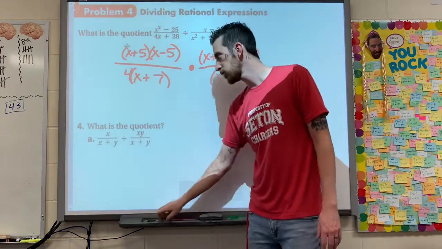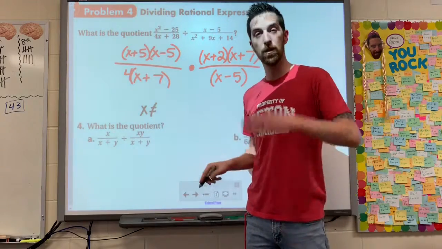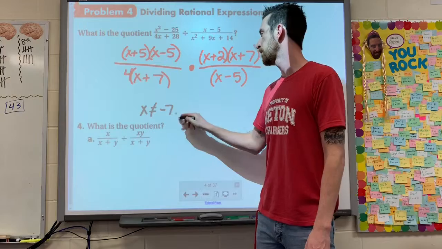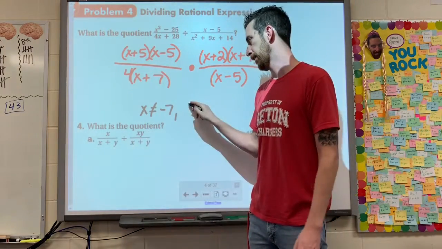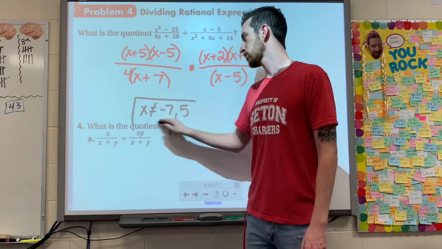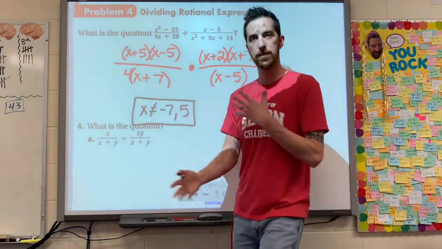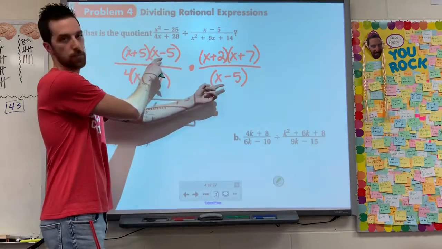Let's get our exclusions handled. X plus 7. So that means x could not equal negative 7, right? The opposite. This says x minus 5, so x could not equal positive 5. There's our exclusions. Let's start crossing stuff out. What do you see in the numerator and denominator that we can simplify? X minus 5, x minus 5.